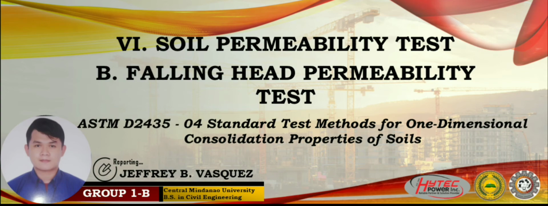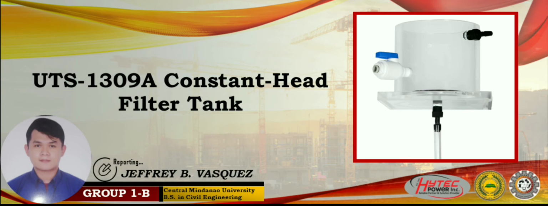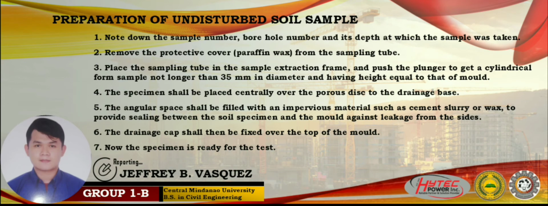Falling head permeability test, ASTM D2435. One important equipment of this test is the constant head filter tank, also known as the UTS 1309A from UTest. First is to prepare the undisturbed soil sample. Note down the sample number, then remove the protective cover, then place the sampling tube in the sample extraction frame, and then place the specimen centrally.